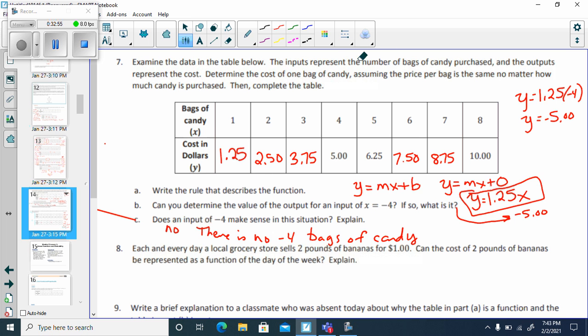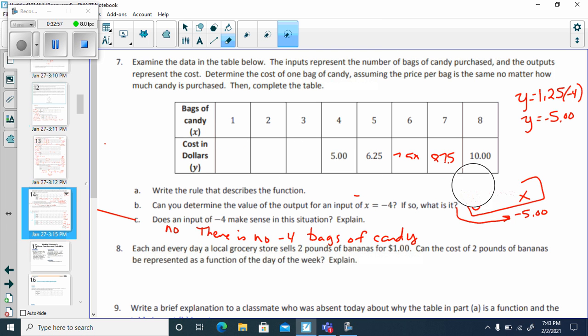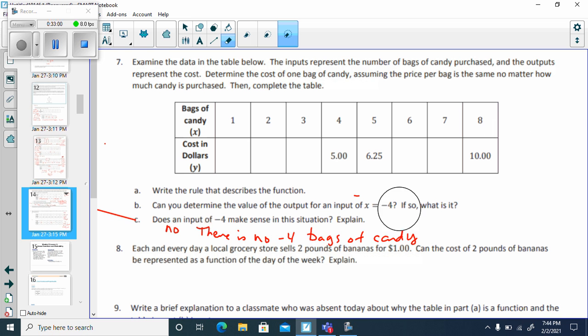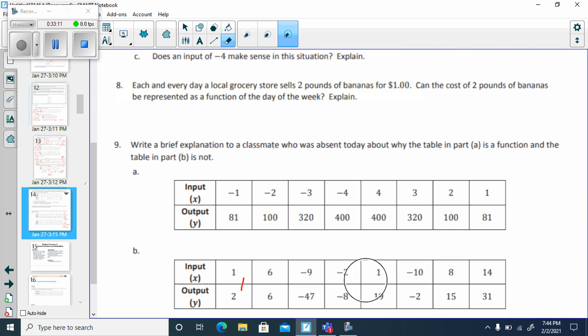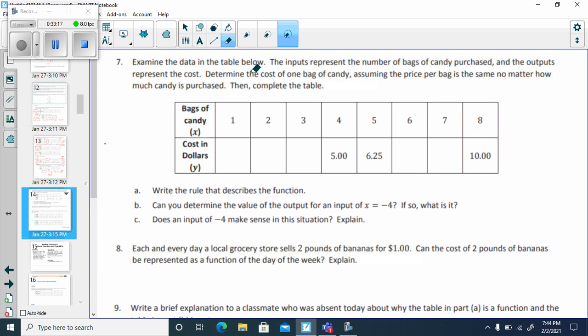Number 7. We're still working on linear equations or on functions. And on 7, this says, examine the data in the table below. The inputs represent the number of bags of candies purchased, and the outputs represent cost. See, bags of candy, cost. Determine the cost of 1 bag of candy, assuming the price per bag is the same, no matter how much candy is purchased. Then complete the table.